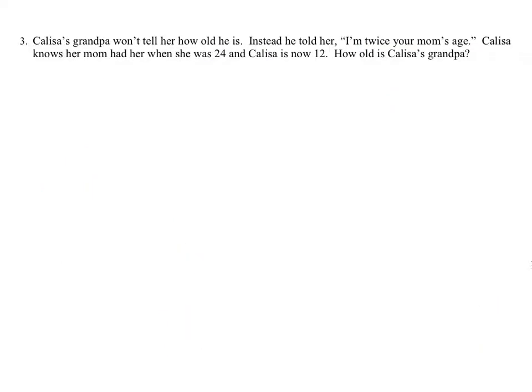Alright, well this person, Kalisa's Gramps, he won't tell her how old he is. What a jerk. Well, instead he told her, because he's a wise guy, I guess, I'm twice your mother's age. Kalisa knows her mom had her when she was 24. Sorry, no, yeah, that could have turned out very bad. But Kalisa is now 12. So how old is Kalisa's Gramps? All right. 72. Yeah, okay.